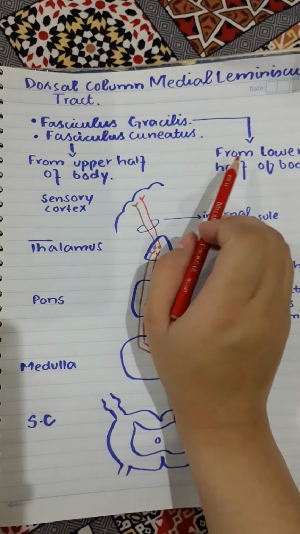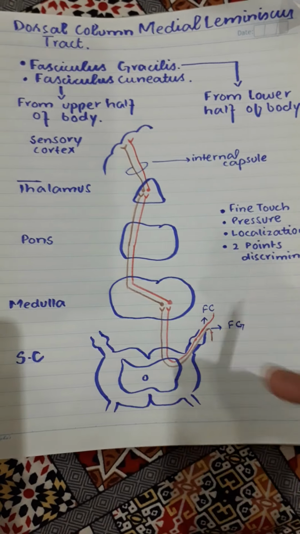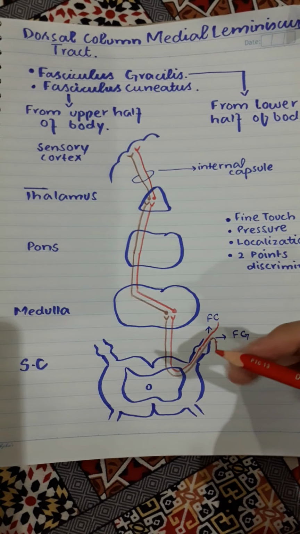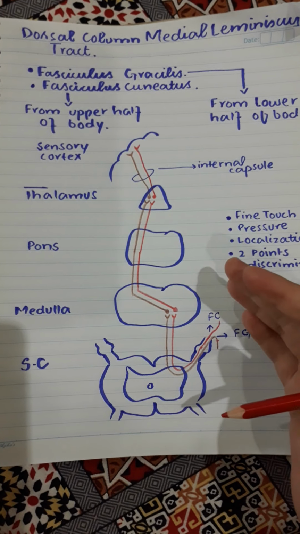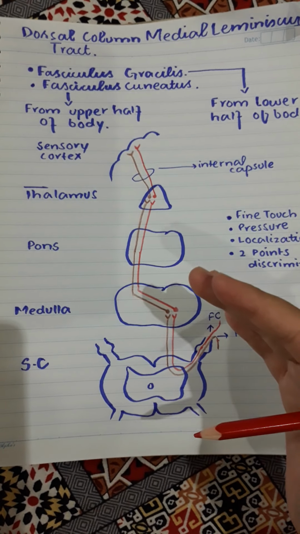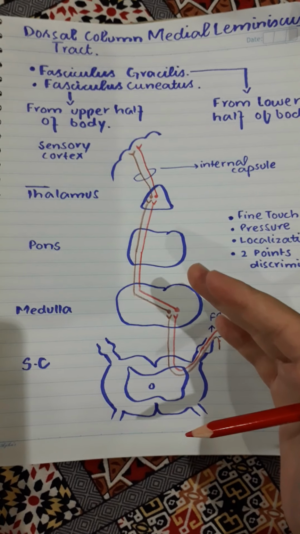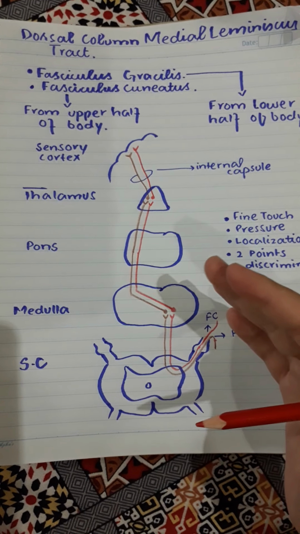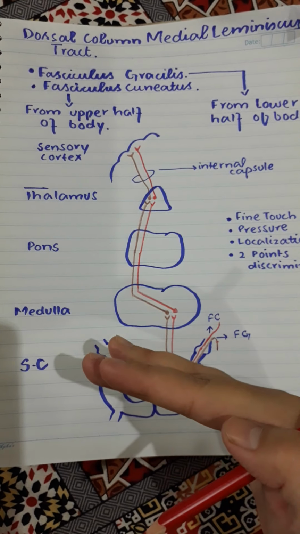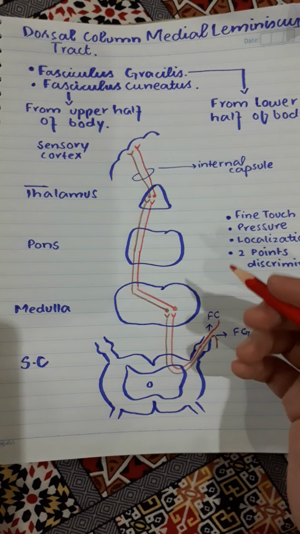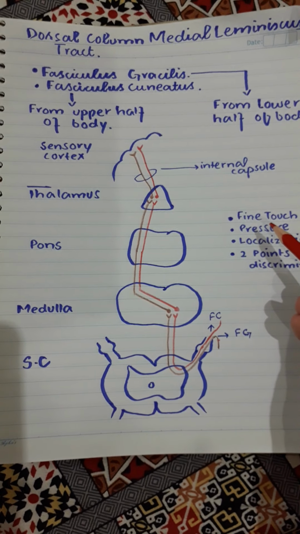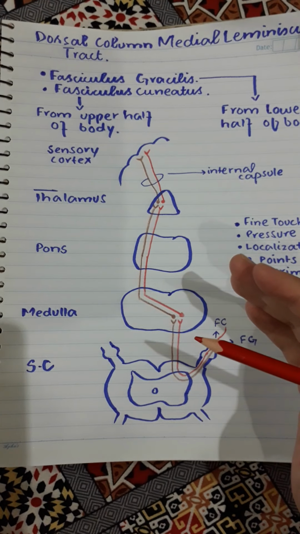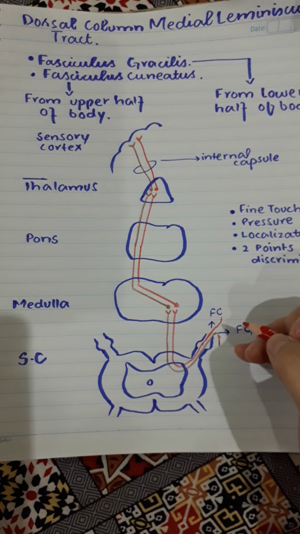Okay, so cuneatus is the upper half of the body and gracilis is from the lower half of the body. So let's talk about what the dorsal column medial lemniscus tract is, which is a part of the ascending tract. This question usually comes in the exam: draw the DCML, or draw the tract which carries two-point discrimination, or draw the tract which tells us about touch or pressure. So what is the dorsal column tract?